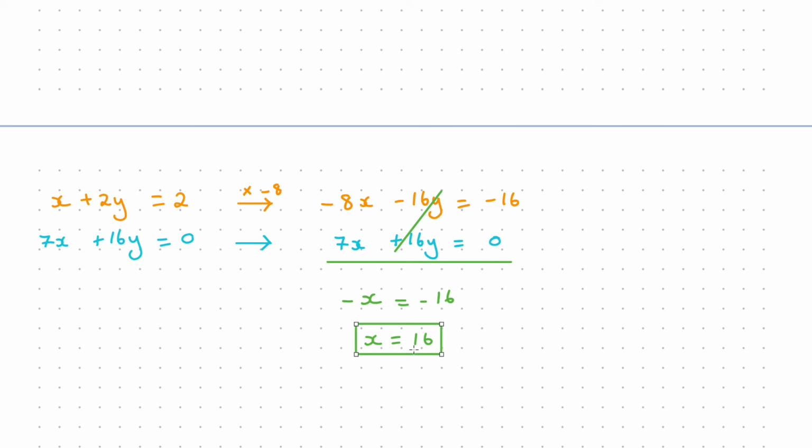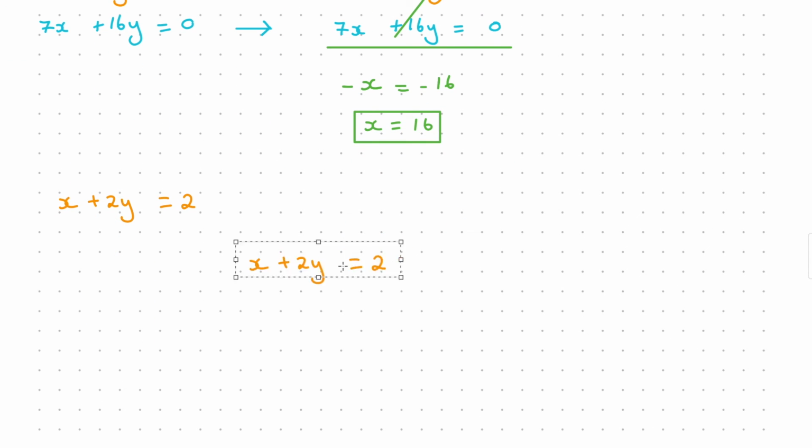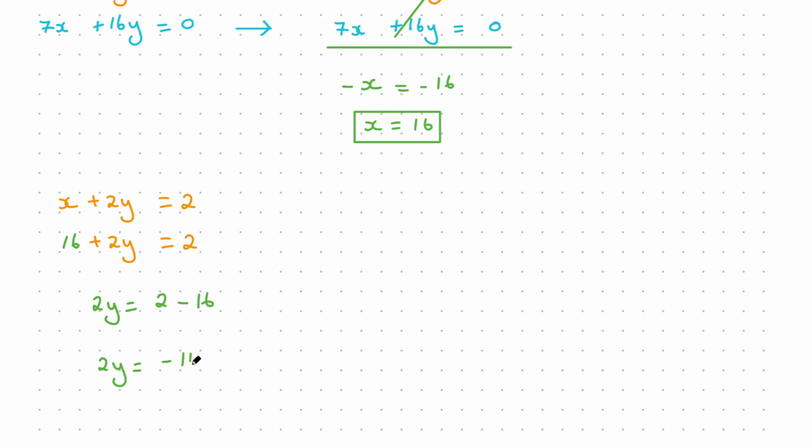Once we have our x then, we're going to go back and substitute it into one of our equations. So I have here x plus 2y is equal to 2. I'm going to take out my x from that and replace it with 16. So take out our x, replace it with 16. And now we have one equation with one unknown, which we can solve. So I'm going to have 2y is equal to 2, take away 16 from both sides. 2y is equal to minus 14. So y is going to be equal to minus 14 divided by 2. y is minus 7.